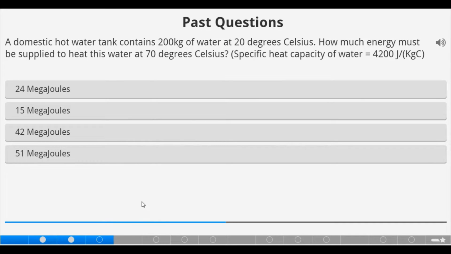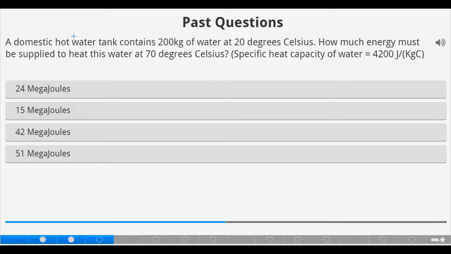So let's deal with this past question. A domestic hot water tank contains 200 kilograms of water at 20 degrees Celsius. How much energy must be supplied to heat this water to 70 degrees Celsius? So, this is what we do. We first of all write out the known before we now calculate the unknown.